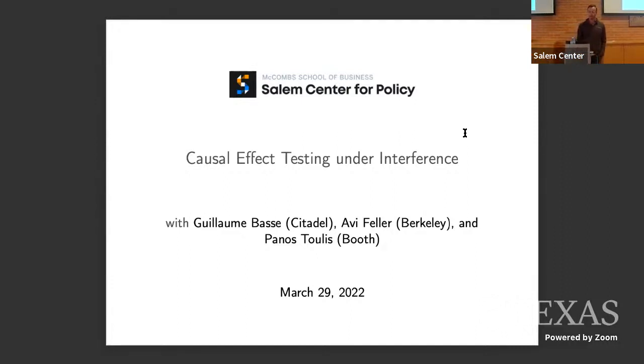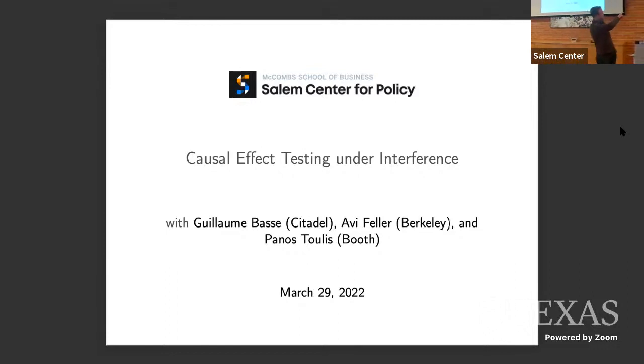Today I'm going to be talking about causal effect testing under this thing I call interference. And I'm going to be very precise as to what I mean by interference. But it turns out this is going to be kind of an interesting second order thing that we need to care about when we're thinking about causal inference.